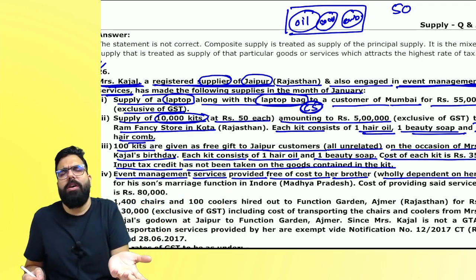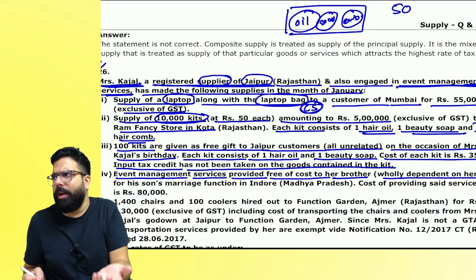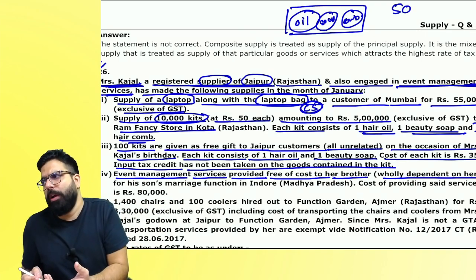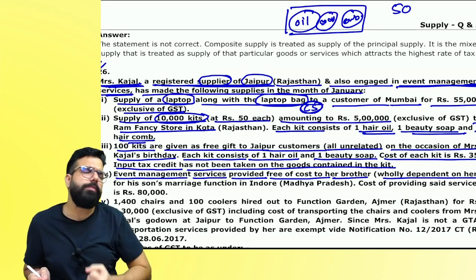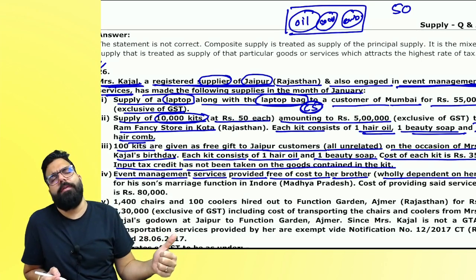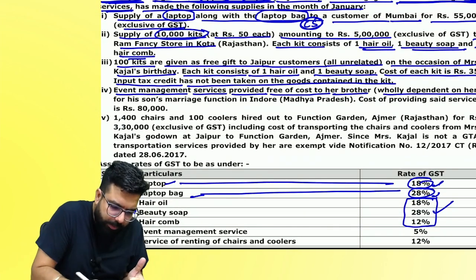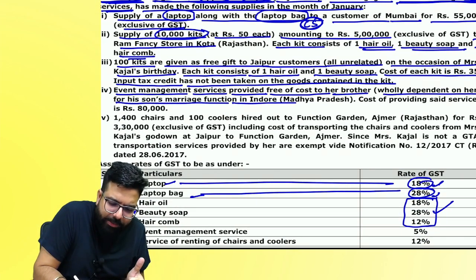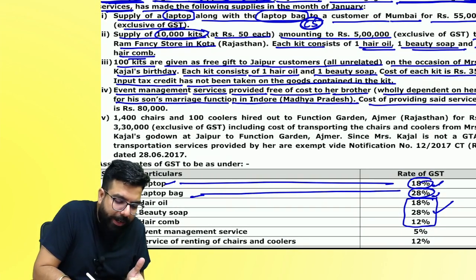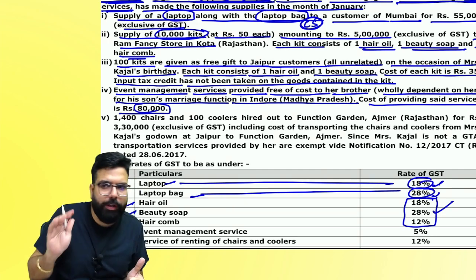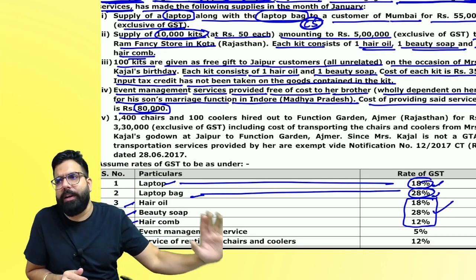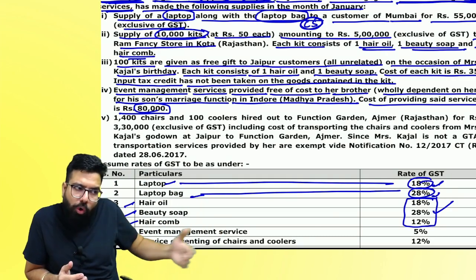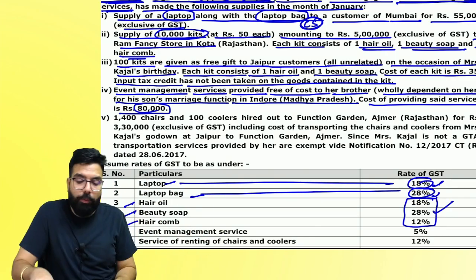Are you telling no? Then you should say it like this. No, why do you want me to shout? If I shout no, then again I will not be able to talk. Can I go ahead, everyone? So is it supply, everyone? Yes. For his son's marriage in Indore, the cost of providing the services is 80,000. Whatever the cost, my question is: is it supply between related persons? Is it in the course of my business? Yes. Will it be a supply?